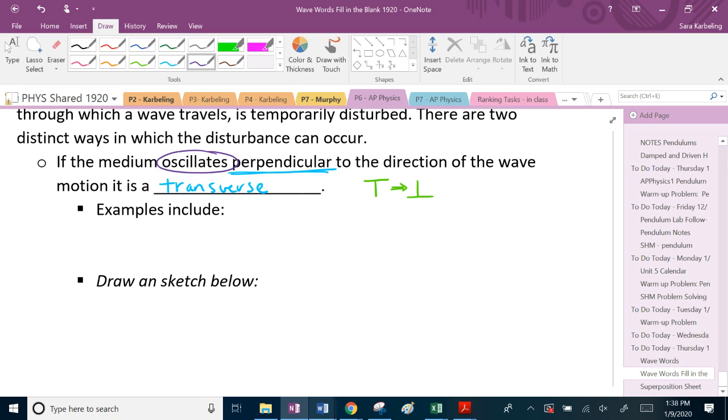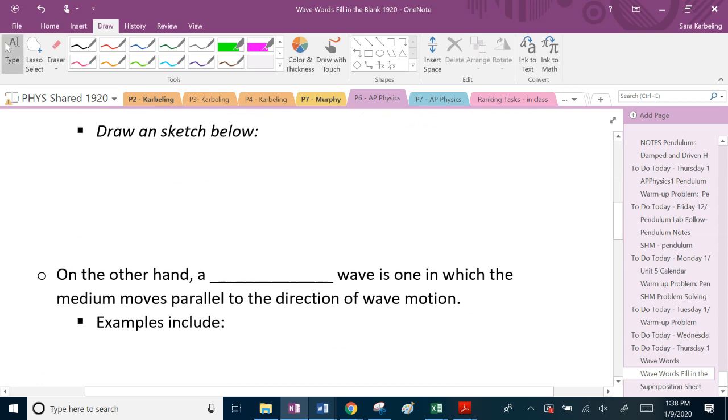Did you see any in your book? Do you know any ideas for that, or should we wait on it? Not yet? Okay, we'll come back to it. We're going to draw a picture in a moment.